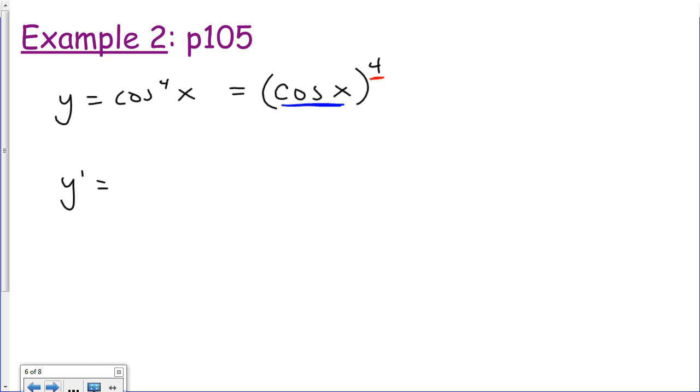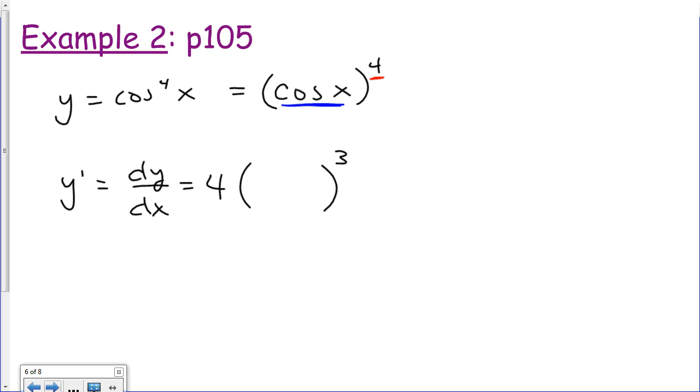So y prime. They said find dy dx. If you want to write it that way, y prime is the same as dy dx. Those mean the same thing, but the derivative of this, it's a composite function, so we're going to follow chain rule. Chain rule says take the derivative of the outside function, so ignore cosine, the inside function, right now, and focus on the power there. That's a power function, raised to the 4th power. Power rule says you bring the 4 out front, and you take something and raise it to now the 3rd power. I like using those parentheses as a placeholder as we do this. And that's the first step of chain rule.